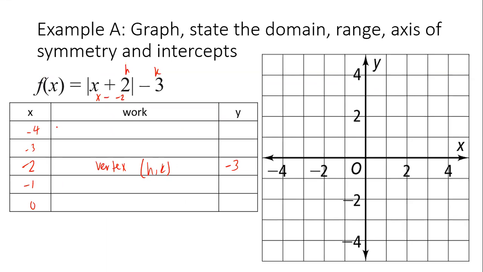So substituting them in, I'm looking for f of negative 4, which would be the absolute value of negative 4 plus 2 minus 3. So substituting that in, I have negative 4 plus 2 is negative 2. The absolute value of negative 2 is 2. So that gives me 2 minus 3, and therefore my y value is at negative 1.